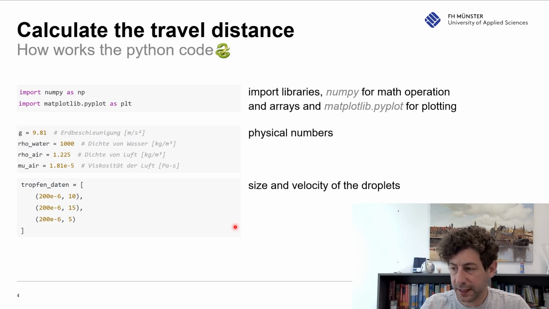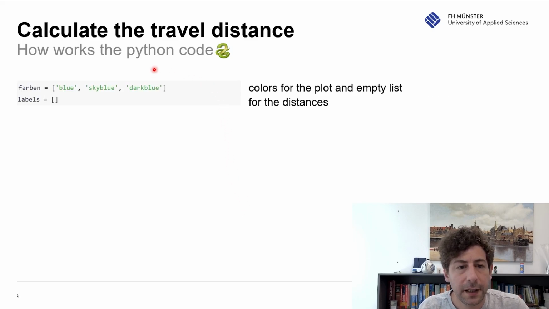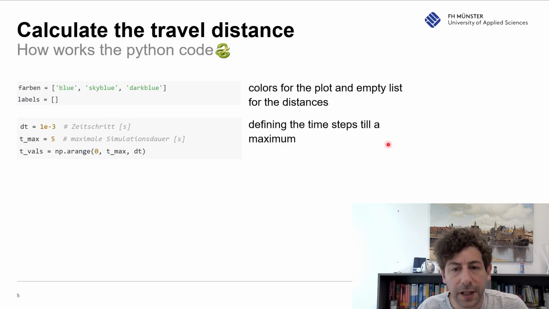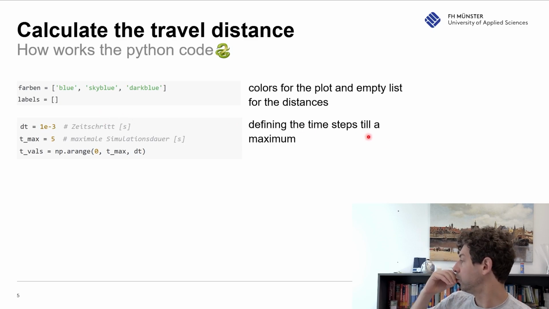So here are some settings which I just need to start my calculations. And then I have some more, and this is the colors for the plot. I could do this later, but I already have it here. So colors for the plot means when I get my diagram, I have blue, sky blue, dark blue, and I have labels here, which get some names later. It's empty so far.